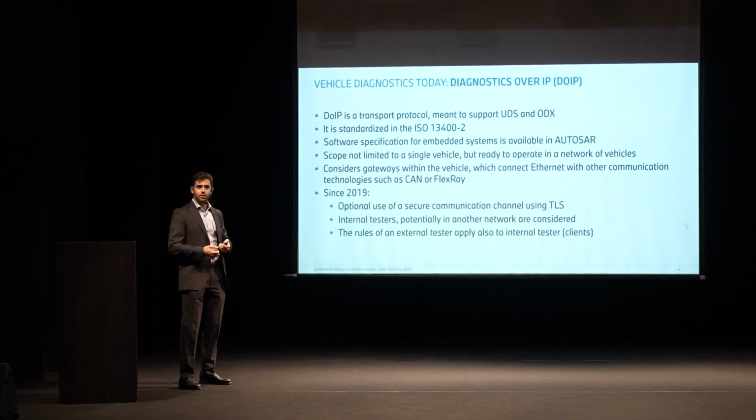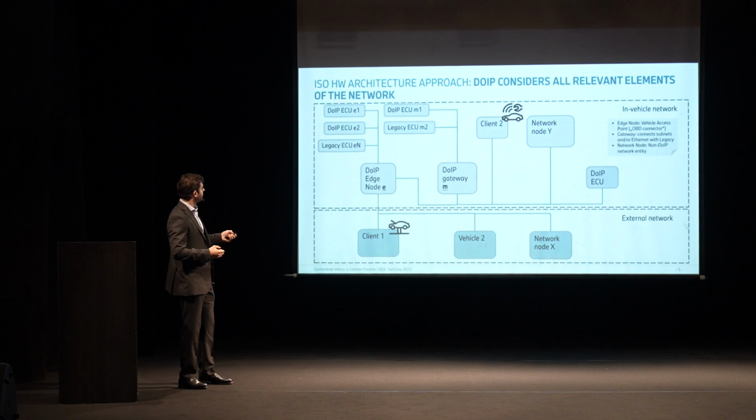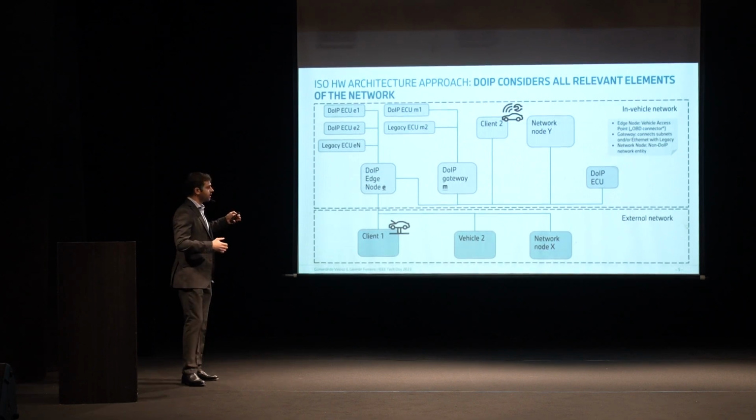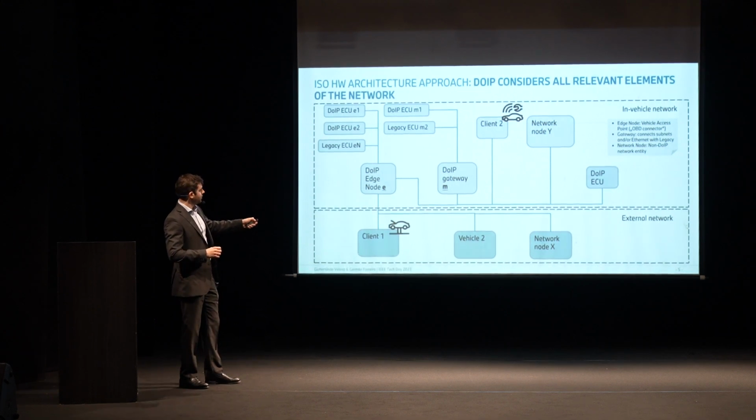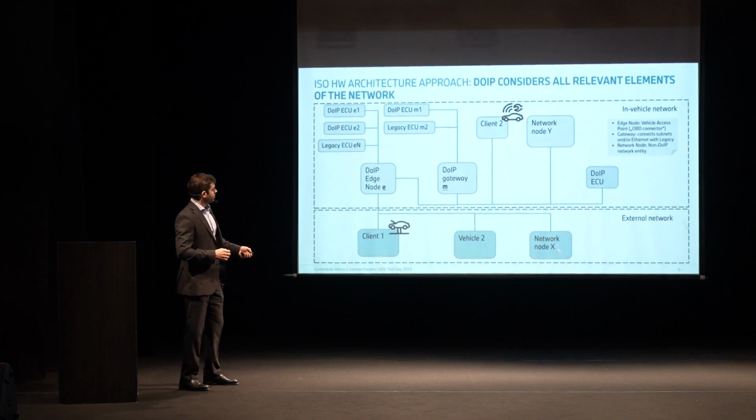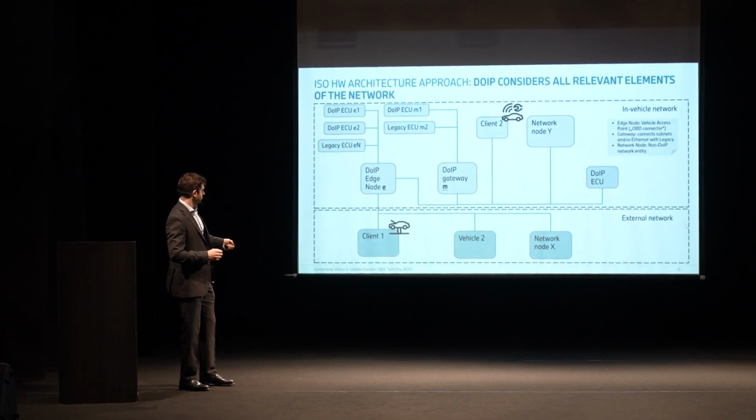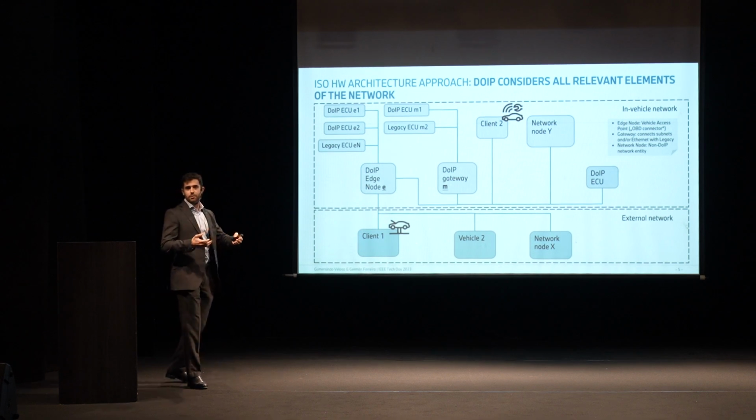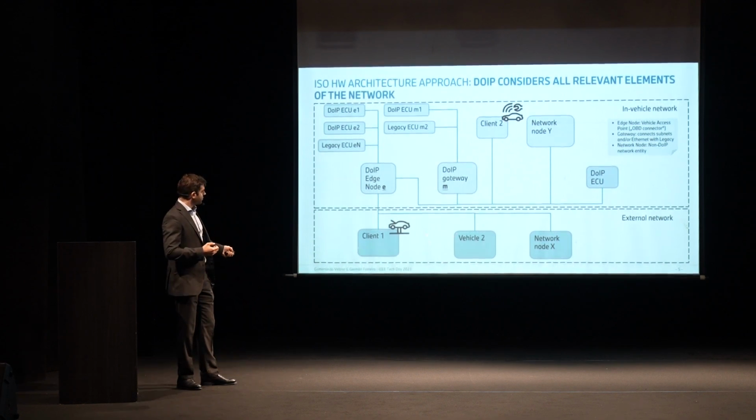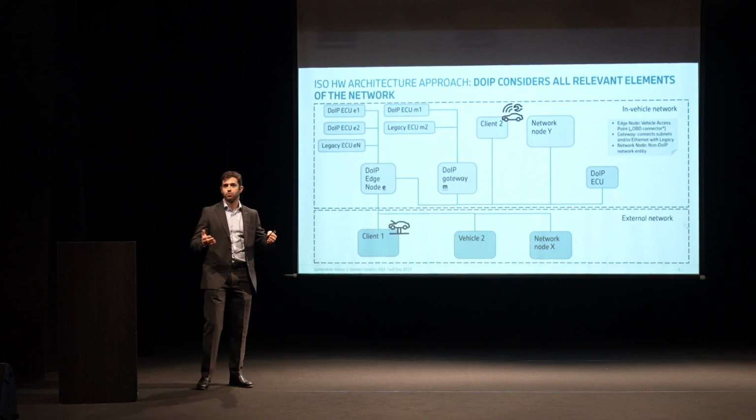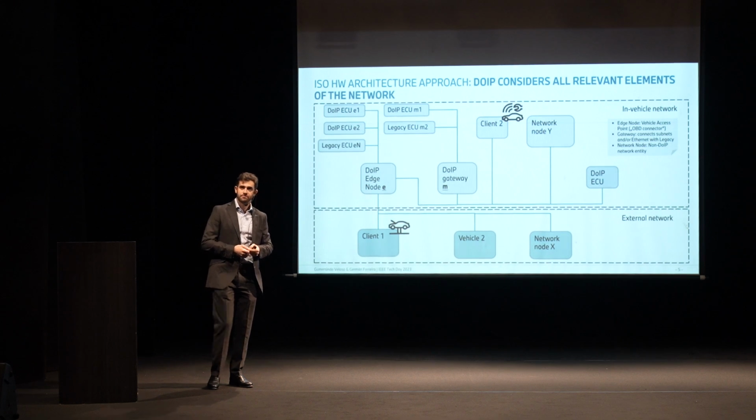So now let's focus on the hardware architecture. In the slide, you can see the hardware architecture approach of the ISO. I will guide you through the slide. You can find on the bottom part of the slide the external network, and here on the upper part the in-vehicle network of a single vehicle. The external network is composed of client or clients, which could be, for example, your tester at the vehicle repair shop. You could also find additional vehicles, as I mentioned before. And also you can find some other network nodes, which could be, for example, just computers, terminals.